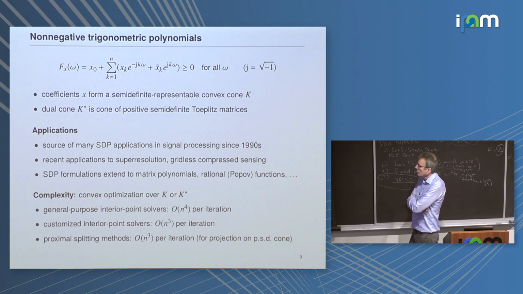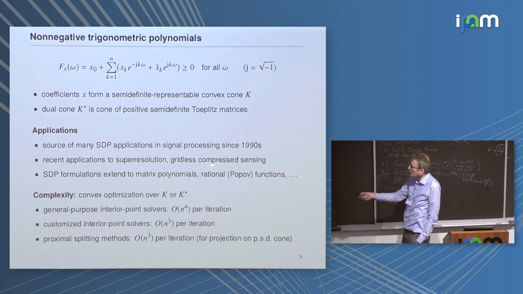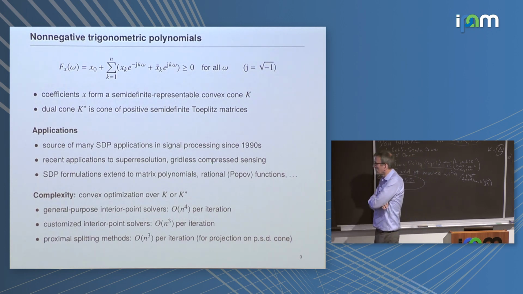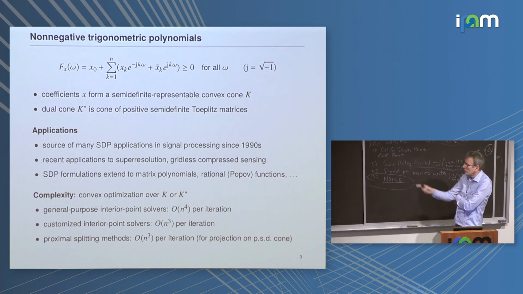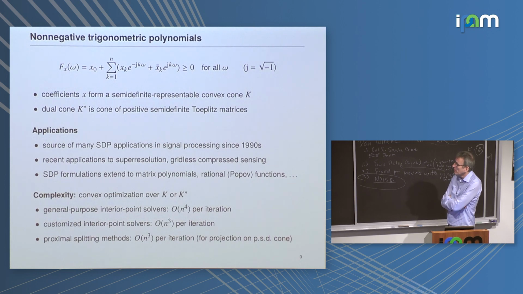Many applications in control involve extensions of this to rational functions, to matrix polynomials, and so on, right? And more recently, this fact has also been used in papers on gridless compressed sensing, a compressed sensing type application where you don't discretize the frequency axis. And we'll see an example of that later.